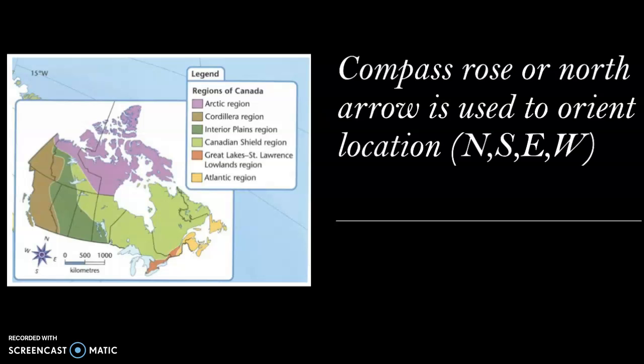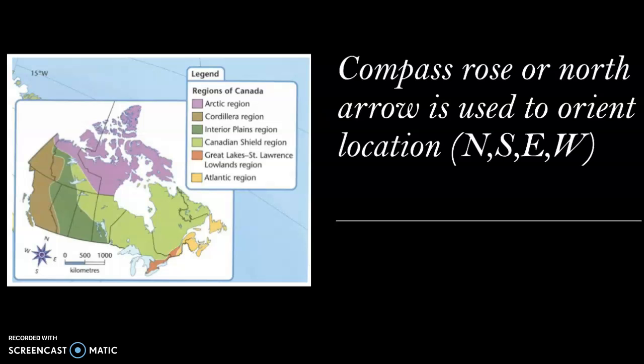Another thing that map makers use is a compass rose, or sometimes they'll use just a north arrow, and that's used to orient location. So which way is north, south, east, and west? You see on the map of Canada that you have that compass rose on the bottom left corner, and that north here is slightly diagonal to the right-hand side. You also have a scale, and so you can tell that this is a small scale map.